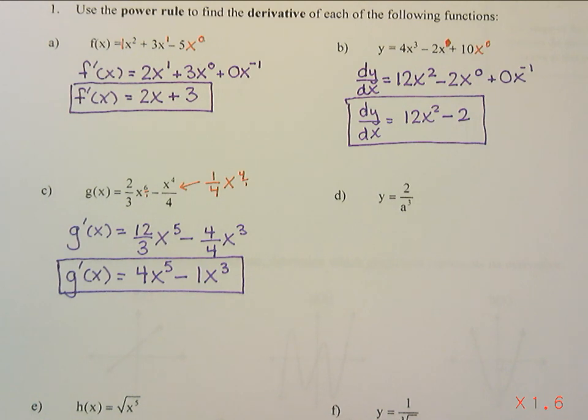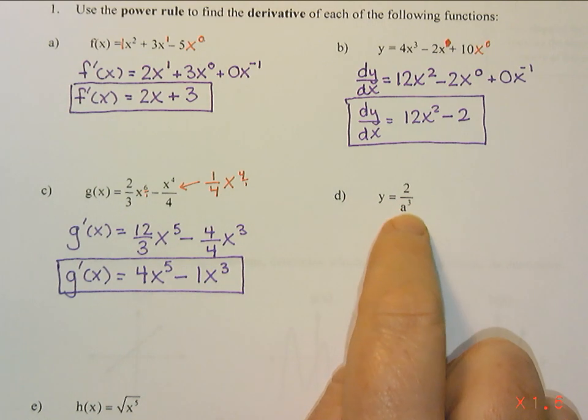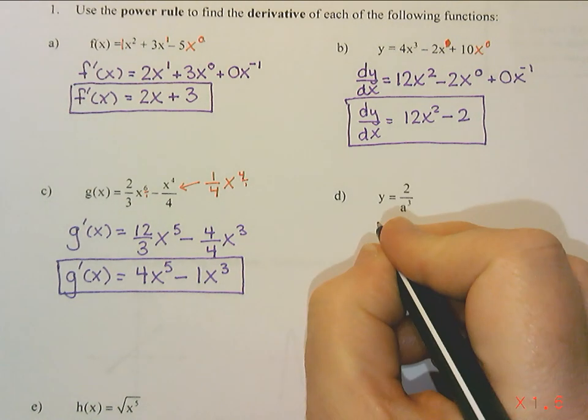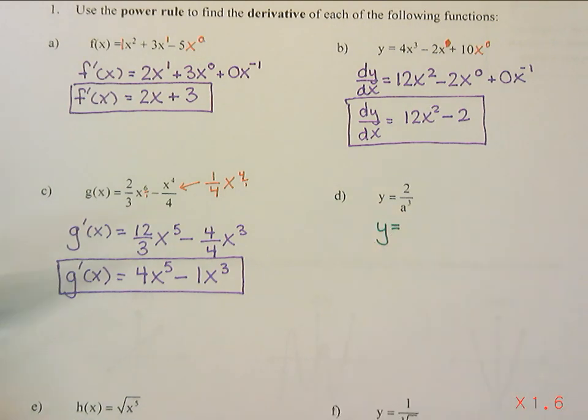I'm happy just to leave it as a polynomial. All right, next one, I have y equals 2 over a to the power of 3. Now this one is different because the variable is in the denominator, which technically makes this a rational exponent. So what I would like to do is write it as a power instead of a fraction. So my first step before I even do the derivative is to rewrite the original function so that this is a power instead of being a fraction.